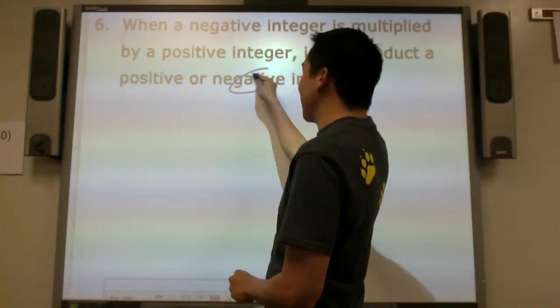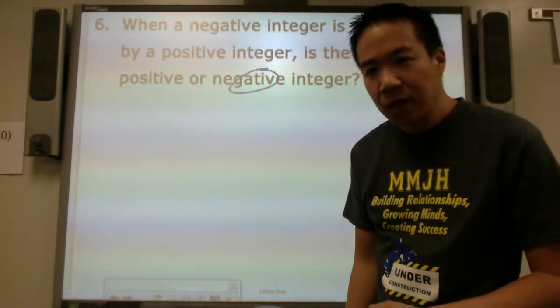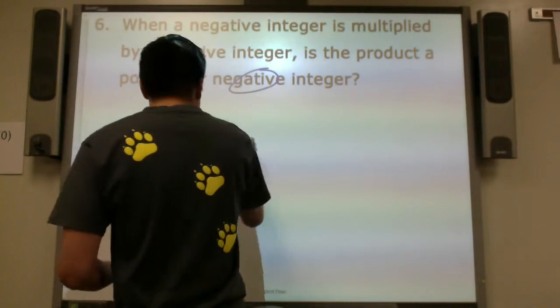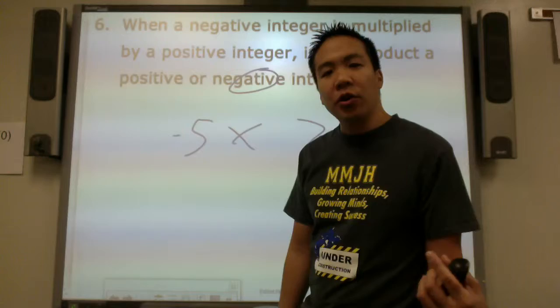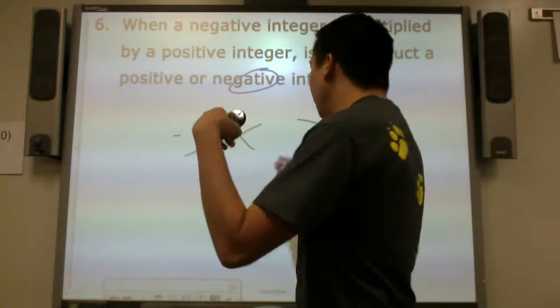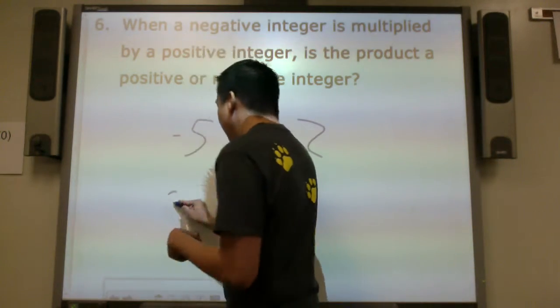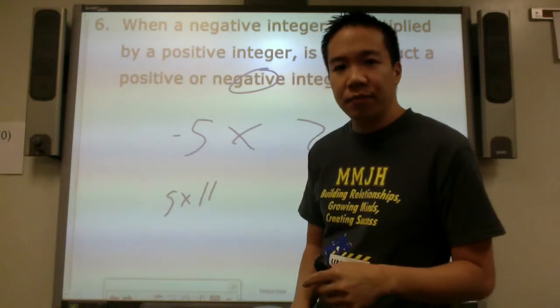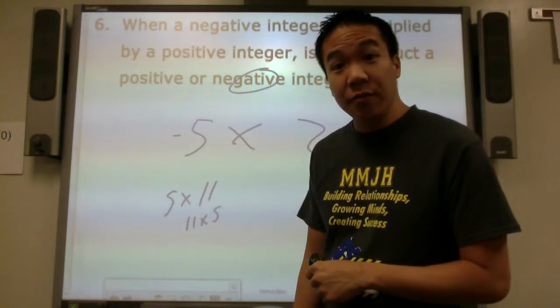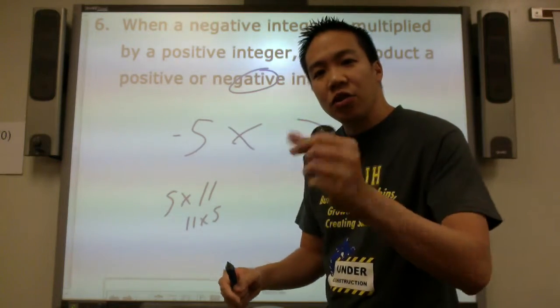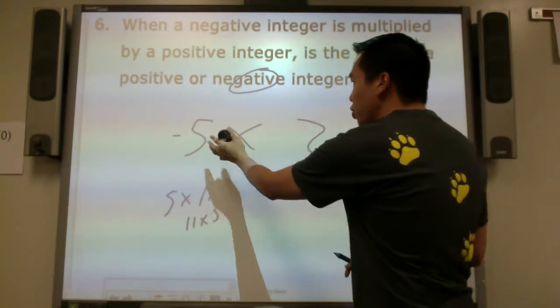Did you notice that all the answers were negative? Another way to think about it is this. Opposite of 5 groups of 2. We're going to be learning something called the commutative property. Commutative property is this. What's 5 times 11? 55. Could you also say that 11 times 5 is 55? Yes. So commutative property is the reversal of it.